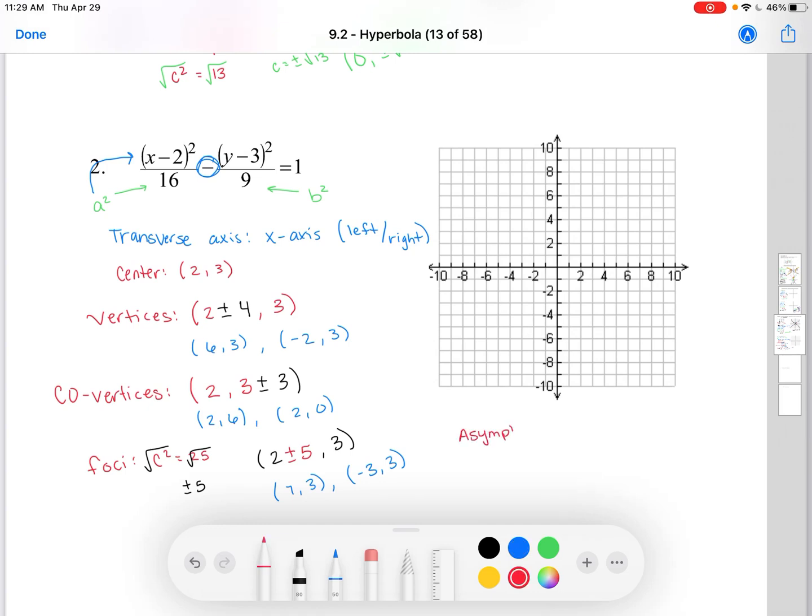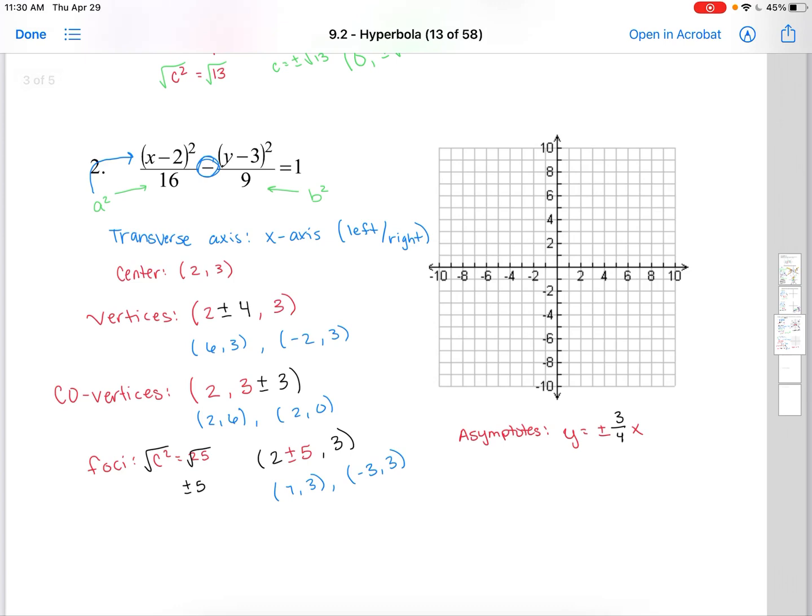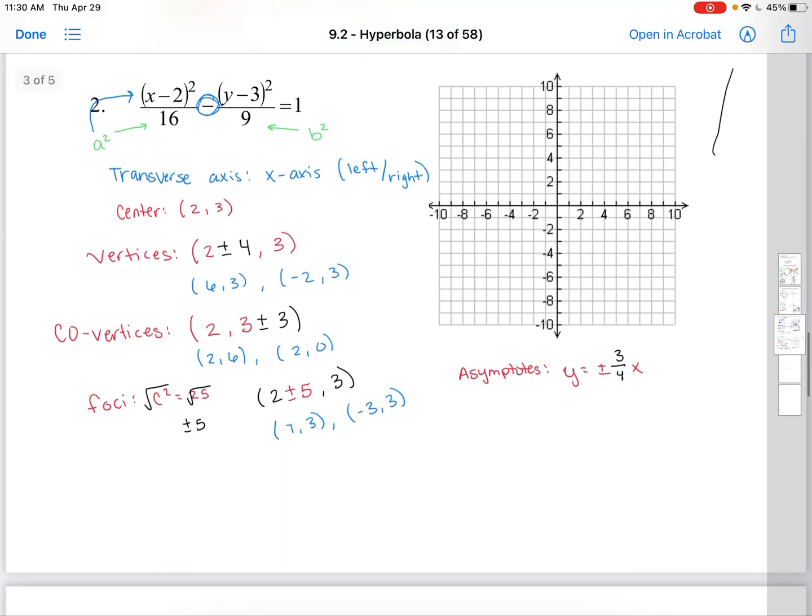And last but not least, our asymptotes. Always y equals plus or minus our slope and then x. And in this case, our slope, our rise over run, is my y over x, which was b over a. So we have 3/4 for my slope. All right. So that will be for graphing a hyperbola.